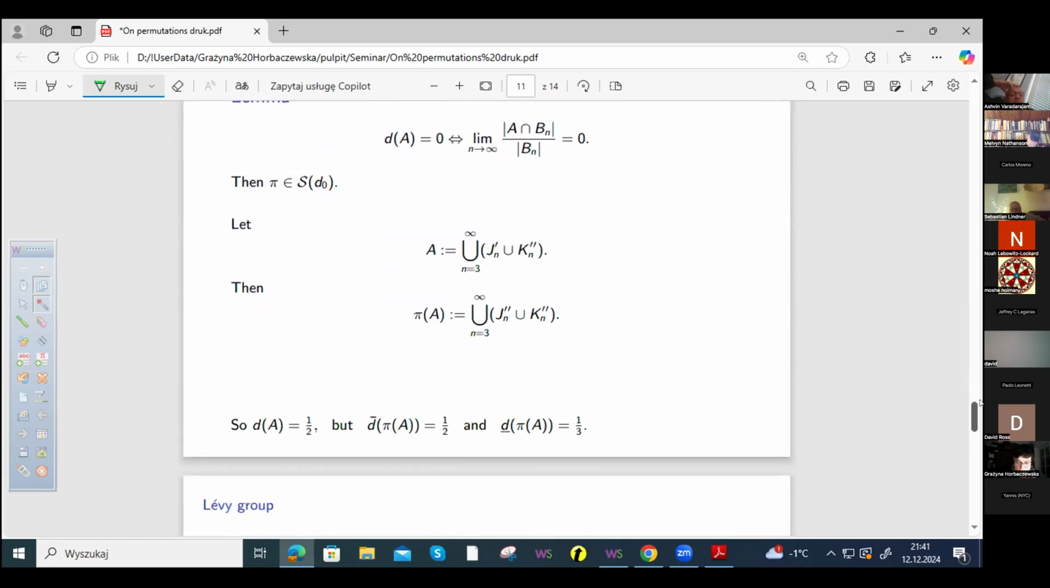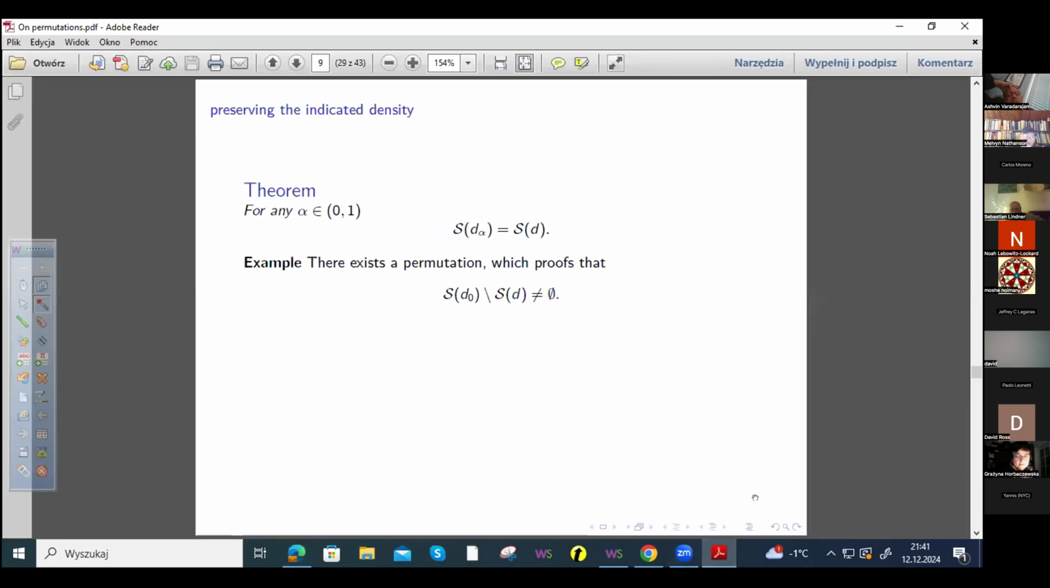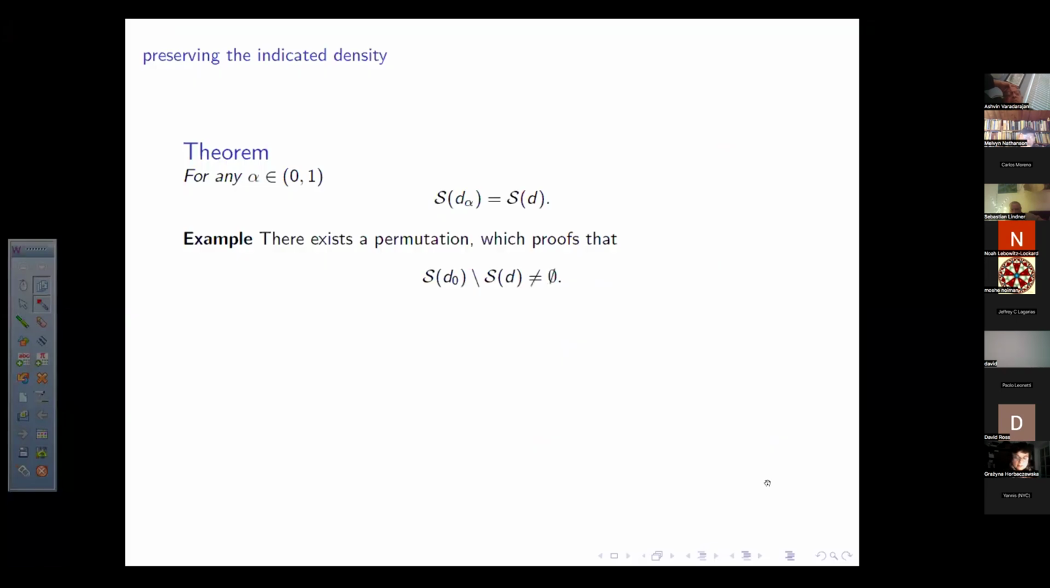So I think we can come back to our attempt. I mean, to the situation when we wanted to find the characterization of these permutations. And what about this characterization?